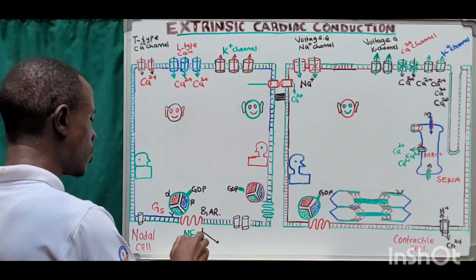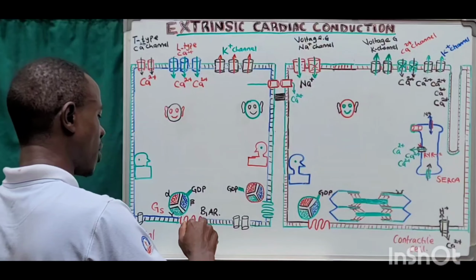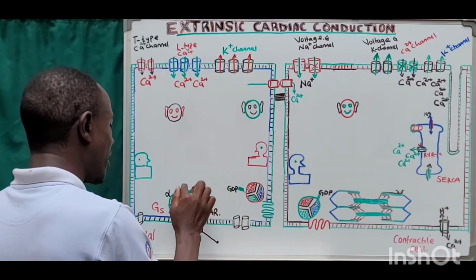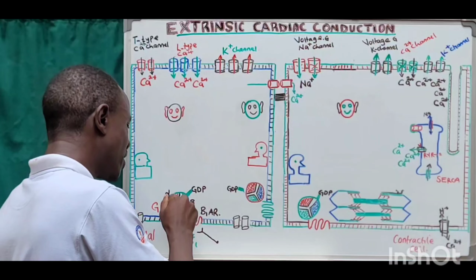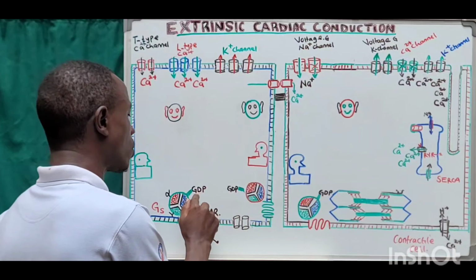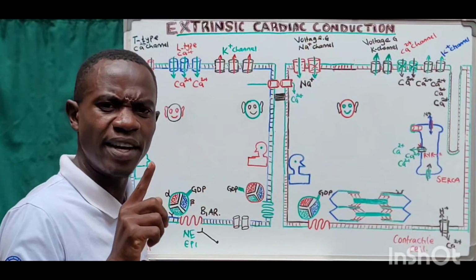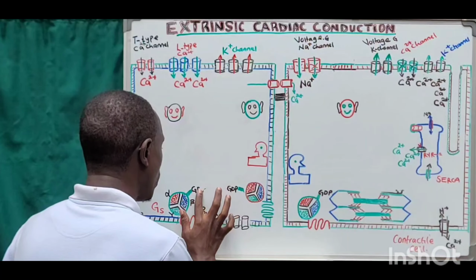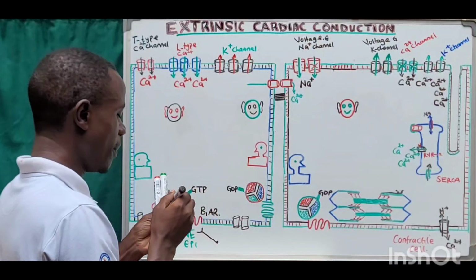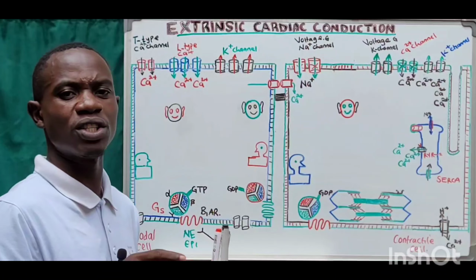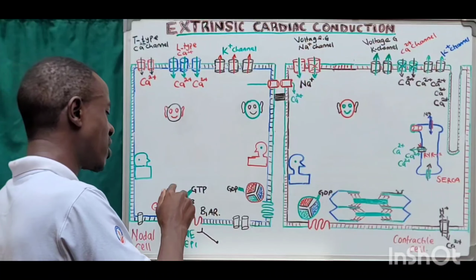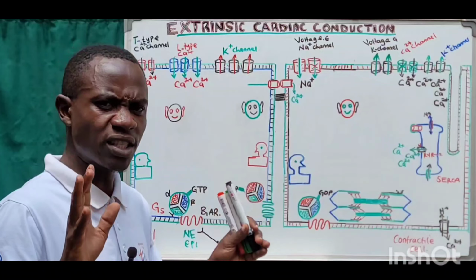Now, what happens when this norepinephrine and epinephrine bind on this receptor, which you're calling the beta-1 adrenergic receptor, is that it is going to activate the G stimulatory protein. In its inactive form, this G stimulatory protein is bound to GDP. But whenever it becomes activated, it gets rid of the GDP, and then it binds GTP. Meaning that whenever it is bound to GTP, that's when it becomes fully activated.